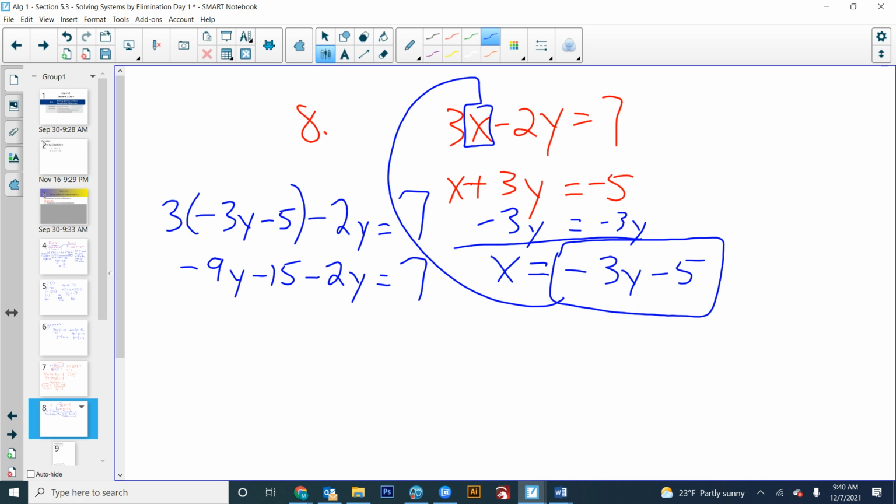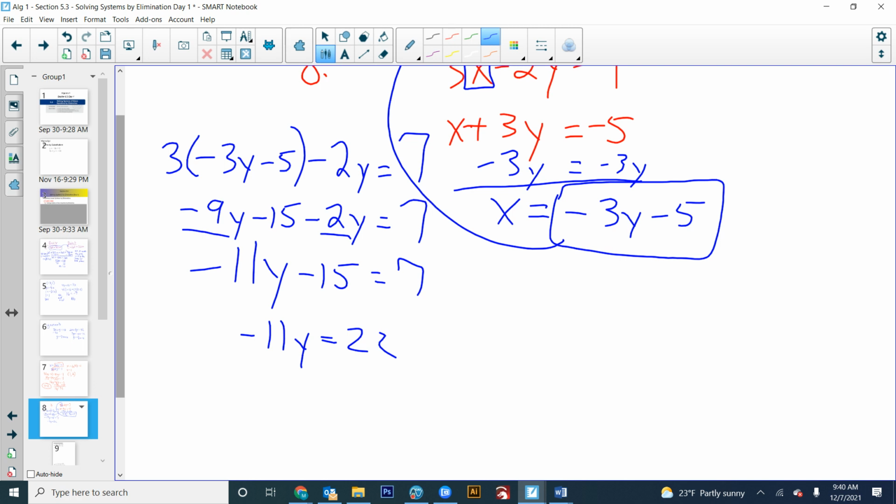Okay, combine like terms. Negative 9 minus 2. What's -9 minus 2? Keep going negative. Negative 11y. Keep going. Plus 15. What do you got? 22, -11y equals 22. And divide by -11. What do you got? Y equals negative 2.